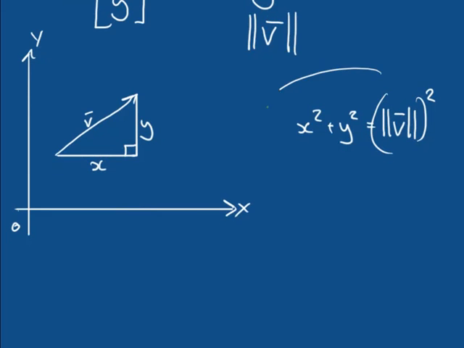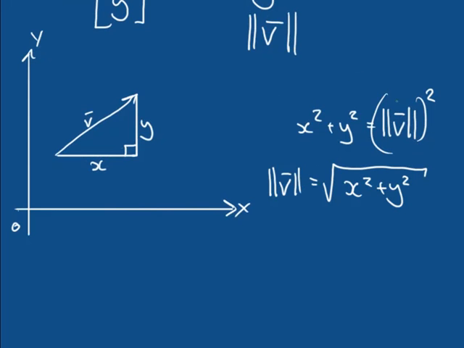So if x squared plus y squared is equal to the length of our vector squared, the magnitude of our vector squared, then we can clearly see that the magnitude of our vector is equal to the square root of x squared plus y squared. We take the square root of both sides, and it's going to give us the magnitude of our vector equal to the square root of x squared plus y squared.